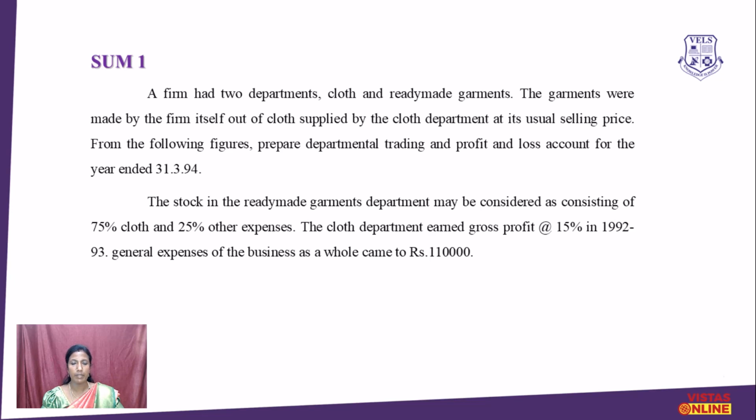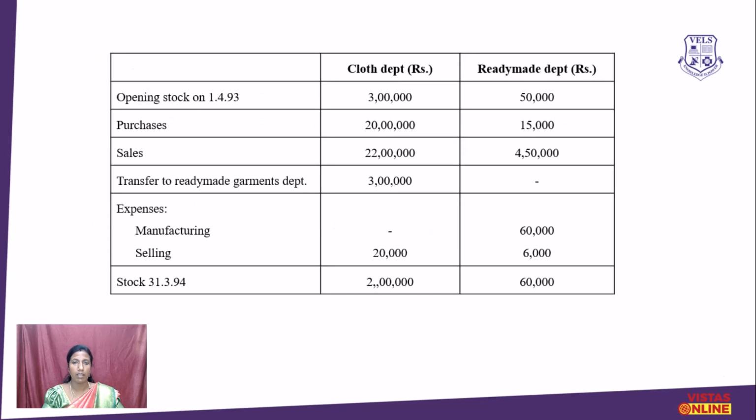General expenses of the business as a whole came to 1 lakh 10,000. The values of the two departments are mentioned: one is the cloth department, another is the ready-made department. The opening stock on 1-4-93 is 3 lakh for the cloth department and 50,000 for the ready-made department. Purchase value is mentioned: 20 lakh for cloth, 15,000 for ready-made. Sales value of cloth department is 22 lakh, ready-made department 4 lakh 50,000. Transfer to ready-made garments department is 3 lakh, with no value for the ready-made department.